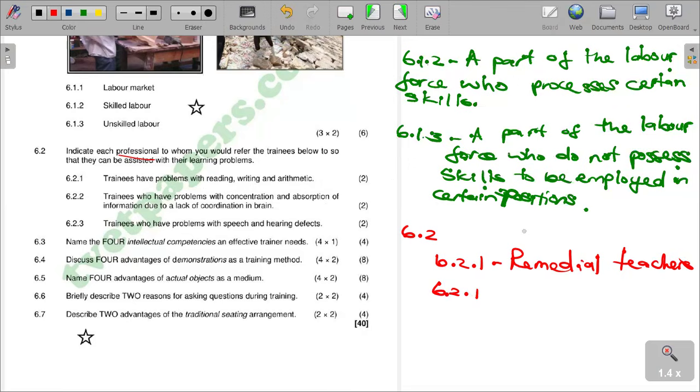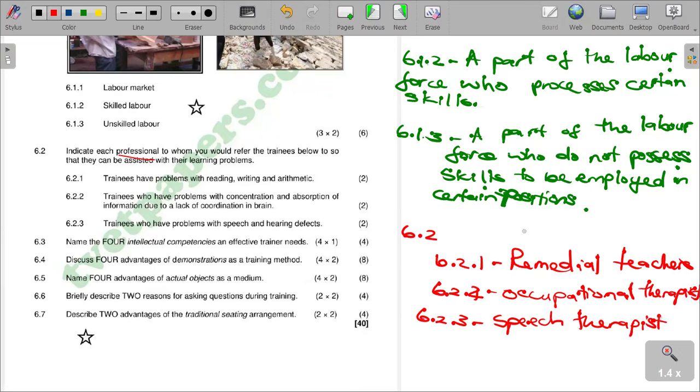And then 6.2.2: trainees who have problems with concentration and absorption of information due to lack of coordination in the brain. We're supposed to send them to an occupational therapist. 6.2.3: trainees who have problems with speech and hearing defects are supposed to be referred to a speech therapist.